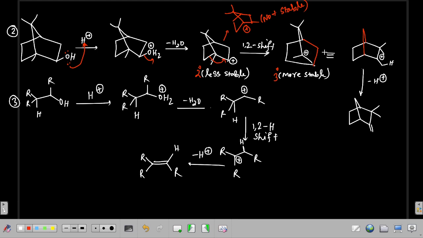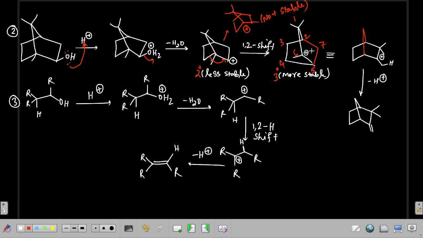Now we need to rearrange this structure to this. How will we rearrange? We need to give the numbering. It will start like this: 1, 2, 3, 4, 5 and 6. This will be 7.